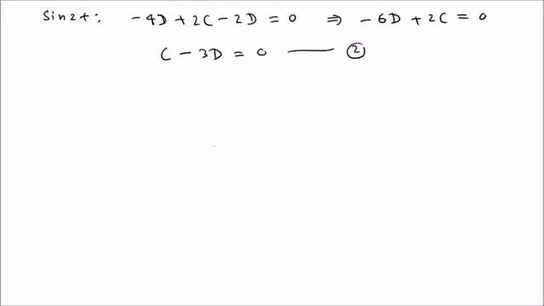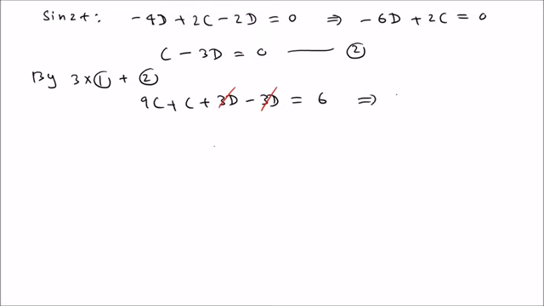Now what we're trying to do is simply get rid of the d term. So I'm going to multiply the first equation by 3 and add it to the second equation. When you do that, you're going to get 9c plus c, plus 3d minus 3d, which is equal to 6, and you can see the d terms get cancelled out, so you will get the value of c. So 10c equals 6. It says that c equals 6 over 10, in other words 3 over 5.